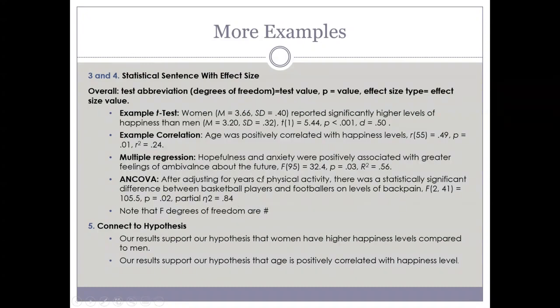So we see all of them kind of have a similar format in that they're all reported at the end of the sentence. We have our test abbreviation, degrees of freedom, p-value. Some have the effect size, and then some have R squared.